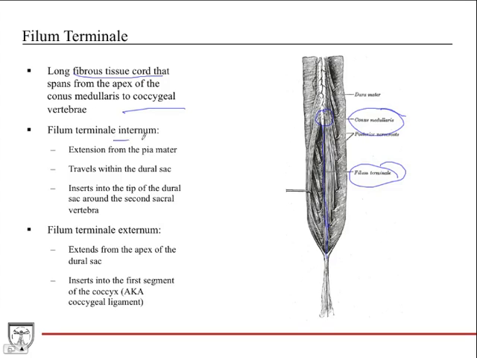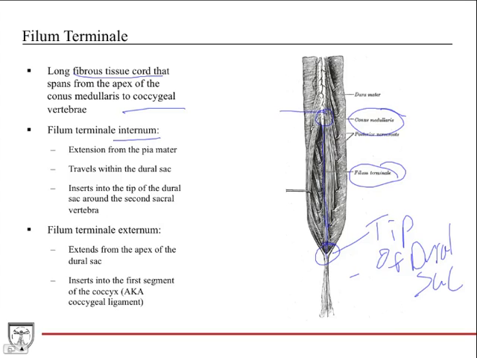So first the internum, Filum Terminale. It's an extension of the pia mater, which is that inner layer hugging on the spinal cord, just inside the arachnoid, which is inside the dura. And it extends down, travels within the dural sac here, so you can see the Cauda Equina here. And then it inserts here into the tip of the dural sac. Okay, so this is the tip of the dural sac. And that's the end of the internum.